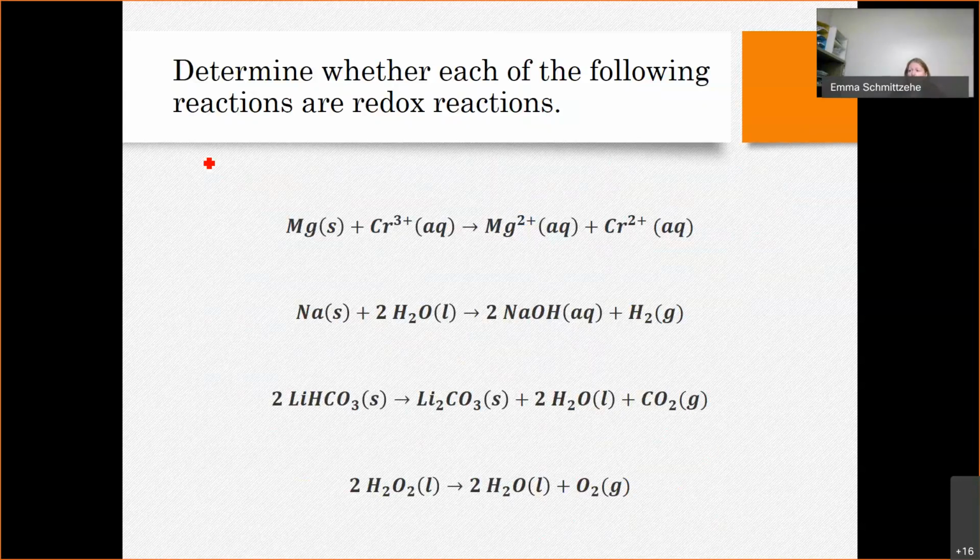So we'll go through and assign oxidation states. We have magnesium by itself, neutral, so it's 0. Chromium, a 3+ ion, so chromium 3+.